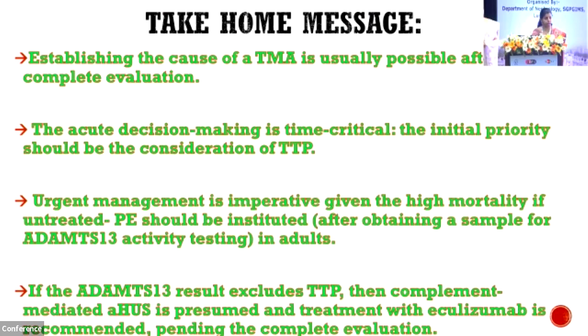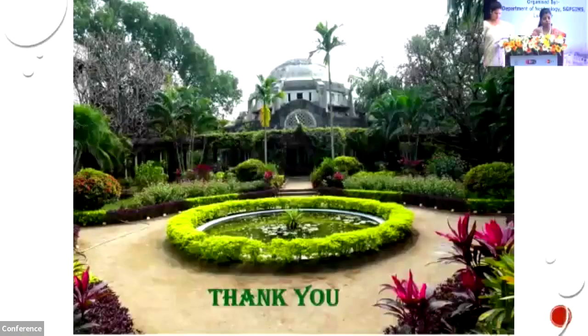So the take-home message here is to establish the cause of TMA after complete evaluation. Acute decision-making is time critical, and the initial priority is consideration of plex. Urgent management is important because of the high mortality, especially if it is TTP. And if ADAMTS13 excludes TTP, then obviously there's a role for plex or eculizumab depending on the underlying condition. Thank you.